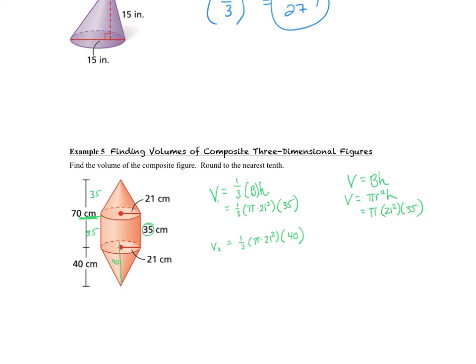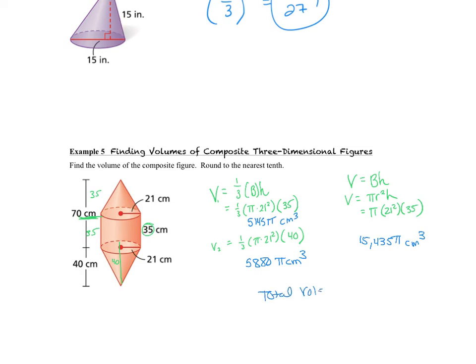And so the volume of the first cone that I found with 35 is going to be 5,145 pi centimeters cubed, so I'm leaving it in terms of pi. The volume of the second cone is 5,880 pi centimeters cubed, and the volume of the cylinder is 15,435 pi centimeters cubed.